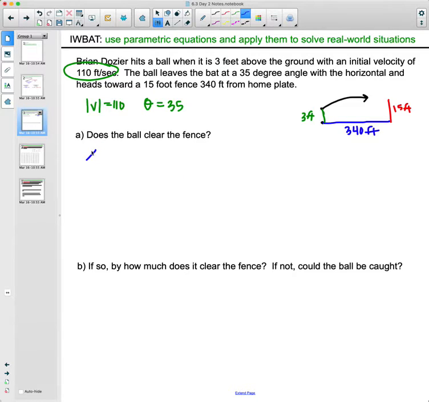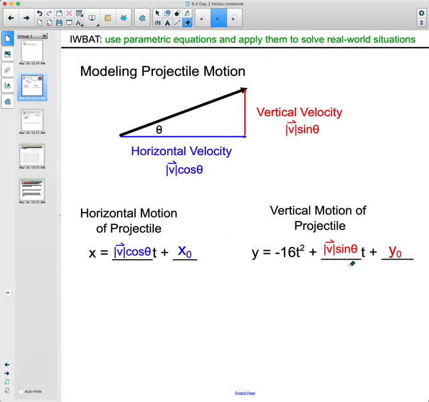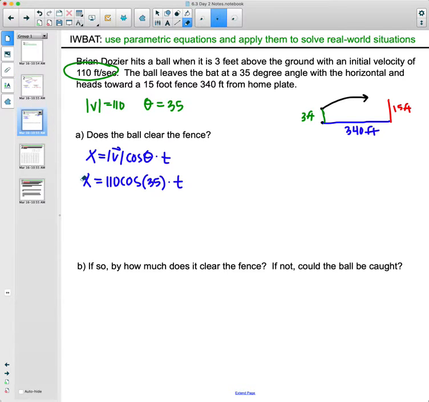So let's take a look at the horizontal equation. Remember, the horizontal equation is the magnitude, or the velocity, the speed, times cosine of the angle times t. And so we know the initial velocity is 110. We also know the initial angle, the angle that it left the bat at. And then this t is what we're looking for, because it is in both the horizontal and the vertical equations, okay? We actually know how far this ball would travel if it were going to hit this fence.